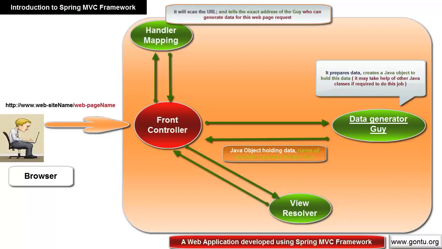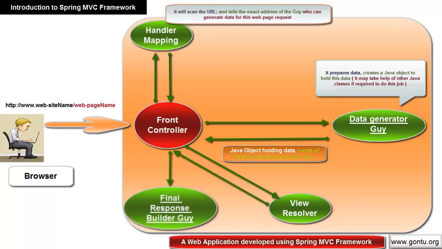Now, the front controller has a Java object which is holding data and the exact address of the guy who is going to generate the actual response which is to be sent to the client's browser by putting up this data into an HTML code. So it sends the Java object to this guy, and this guy simply retrieves the data from the Java object and puts it into the HTML code in the desired fashion and returns it to the front controller. The front controller now sends this as a response to the client's browser, and the browser happily displays it.